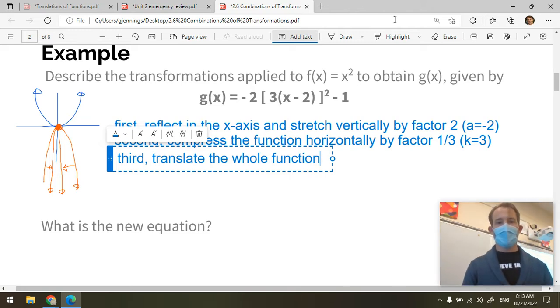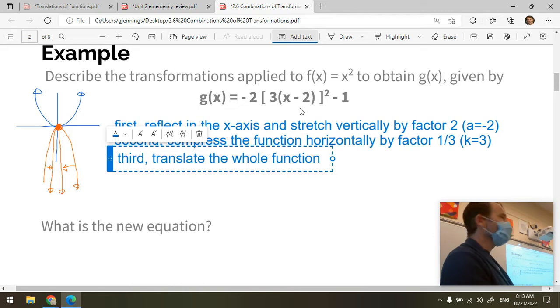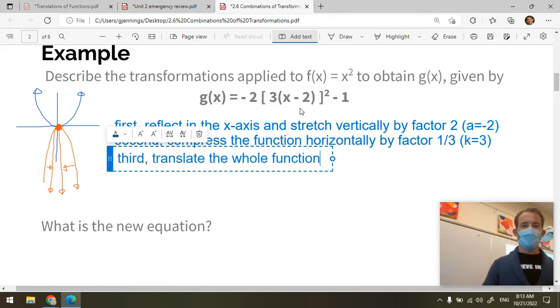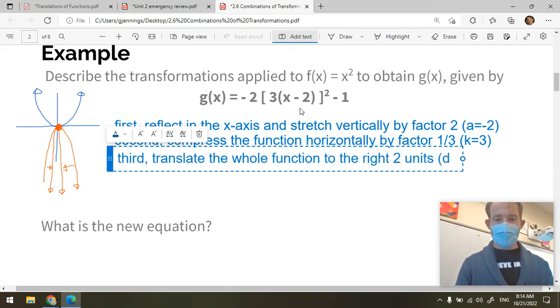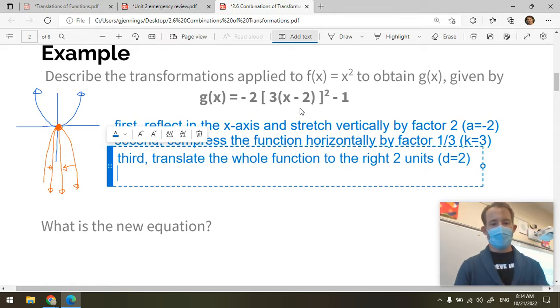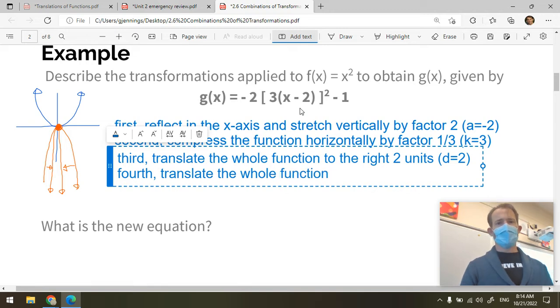So we're going to move by this -2. This D value here is subtracting from our inputs. What's that going to do to the function? x minus 2 moves it to the right. Yeah, and when we subtract, it moves to the right. Translate the whole function to the right 2 units. That's a result of D being equal to 2. Notice I flip the sign as I pull D out. And then fourth, translate the whole function. This is the C value. It's -1. Is that one a sign flipper? No. Okay, good.